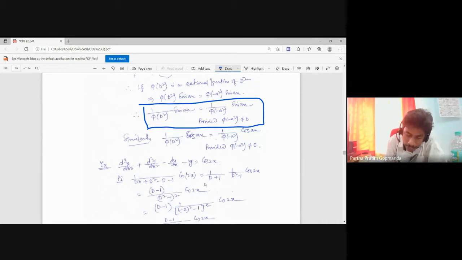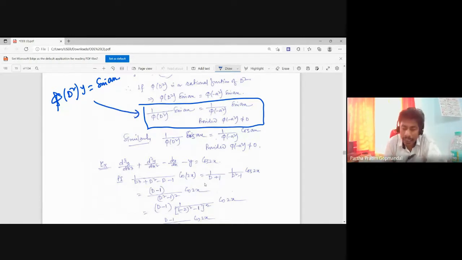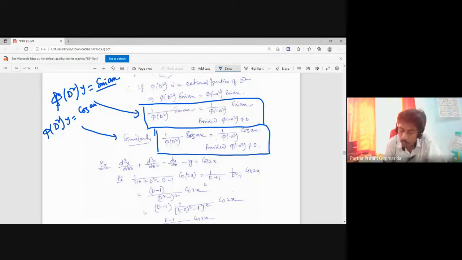Remember, the differential equation is now phi of D squared y equals sin ax. So the particular integral is 1 by phi of D squared sin ax, and that value is 1 by phi of minus a squared sin ax, provided phi of minus a squared is non-zero. Instead of sin ax, let's say the equation is phi of D squared y equals cos ax. Likewise, you can find the particular integral in this form. It's quite straightforward, similar to the previous case, so it will be 1 by phi of minus a squared cos ax.